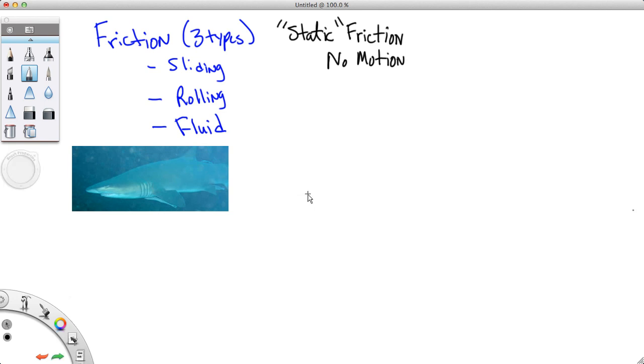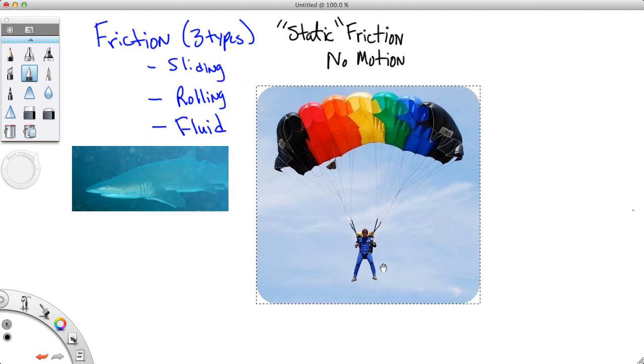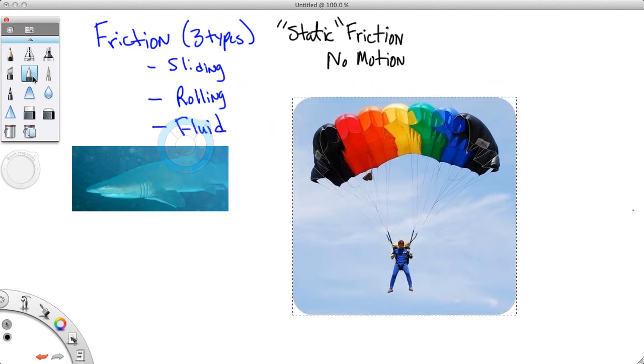Now, this next picture I'm going to show you, you've all seen something very similar to this at one point in time. This is just a skydiver, nothing fancy, and this is a great example of fluid friction. This example of fluid friction is so special that we actually give it an additional name. This is called air resistance. Air resistance happens everywhere.